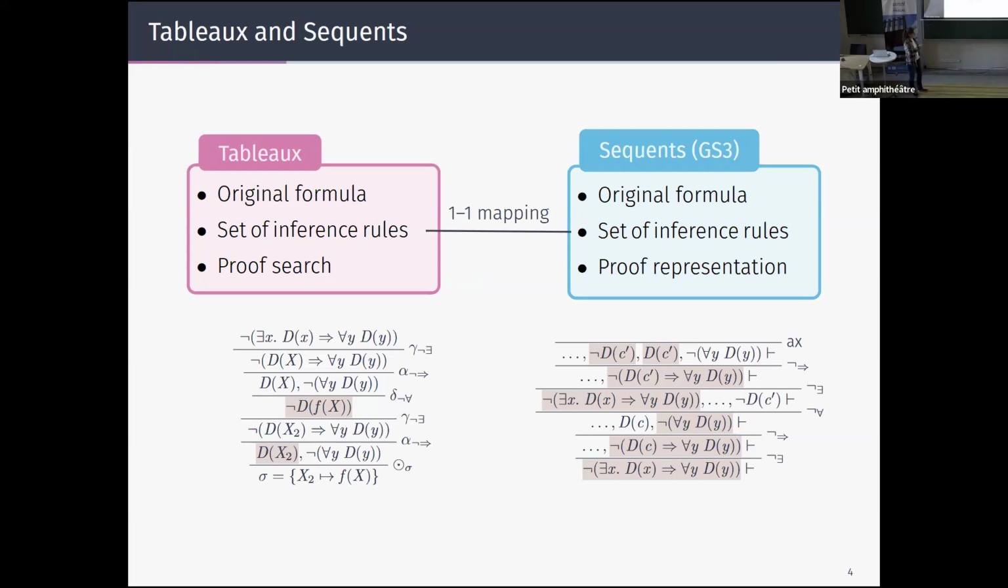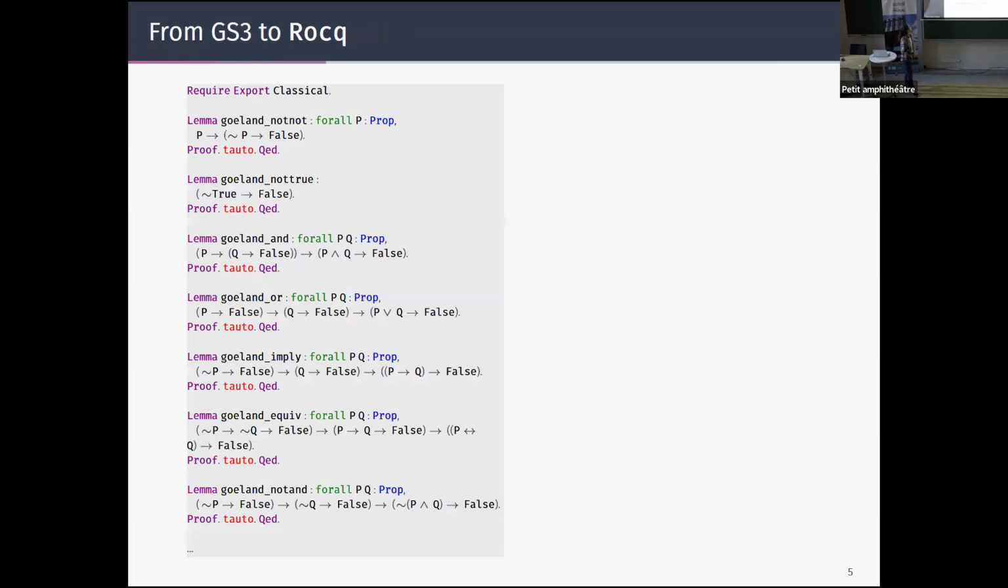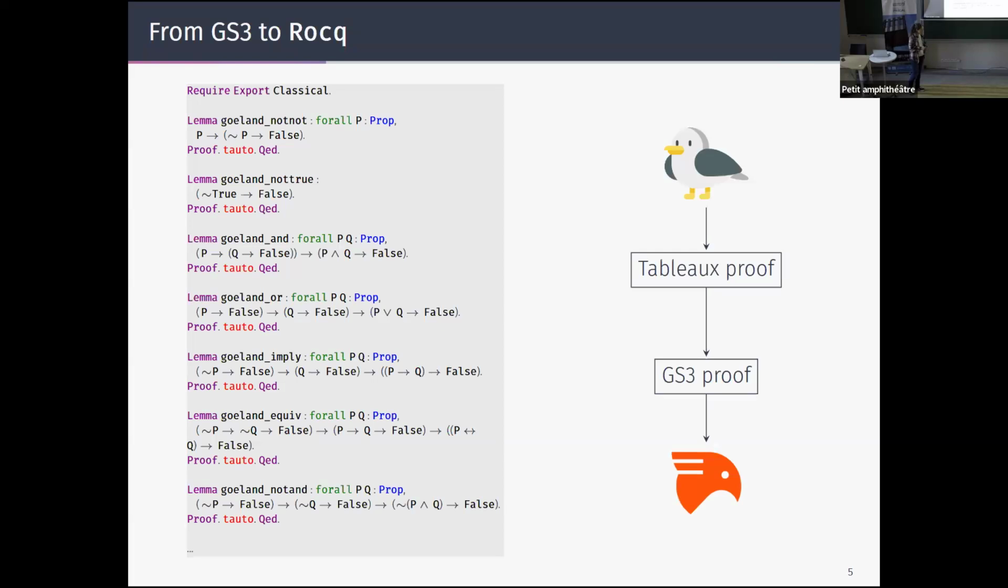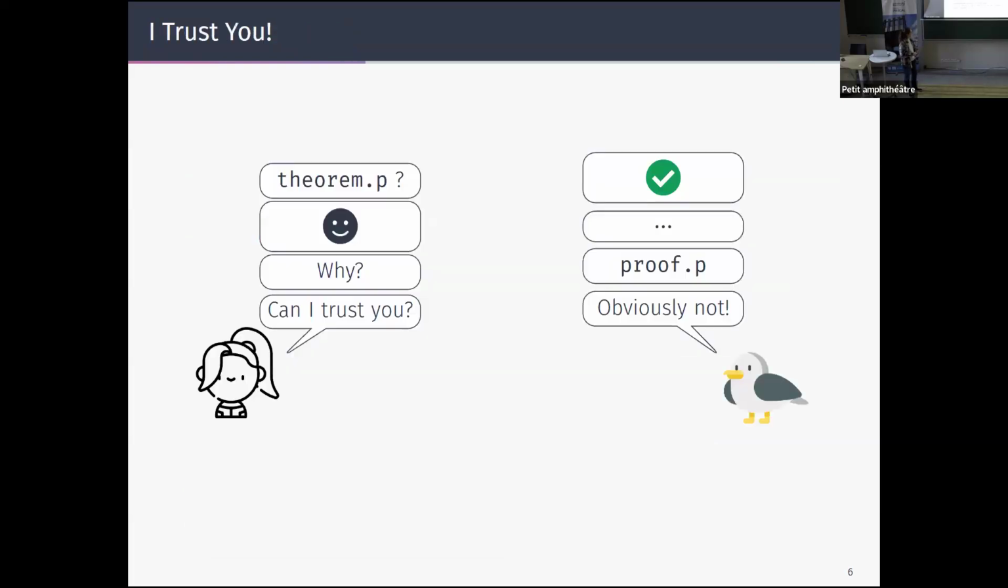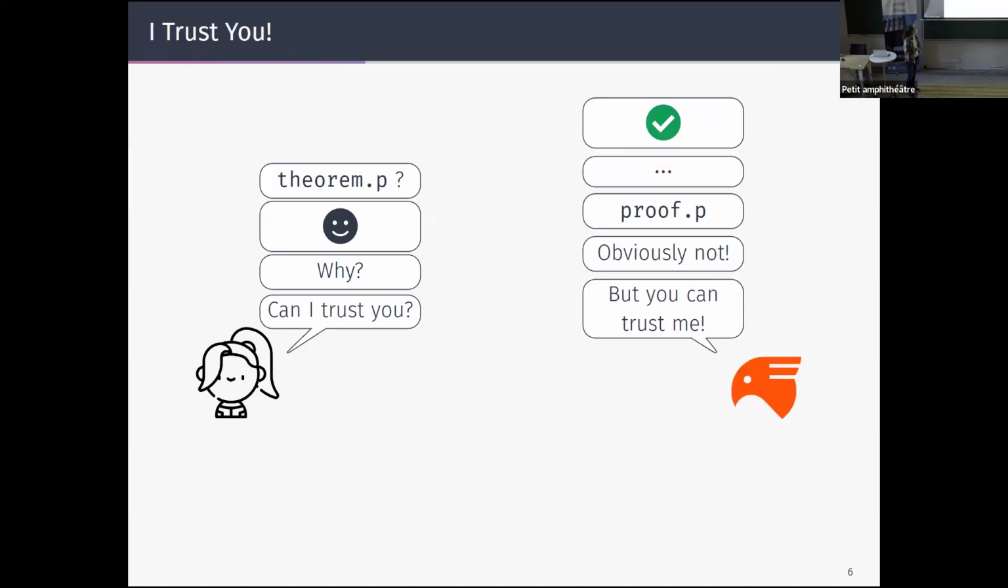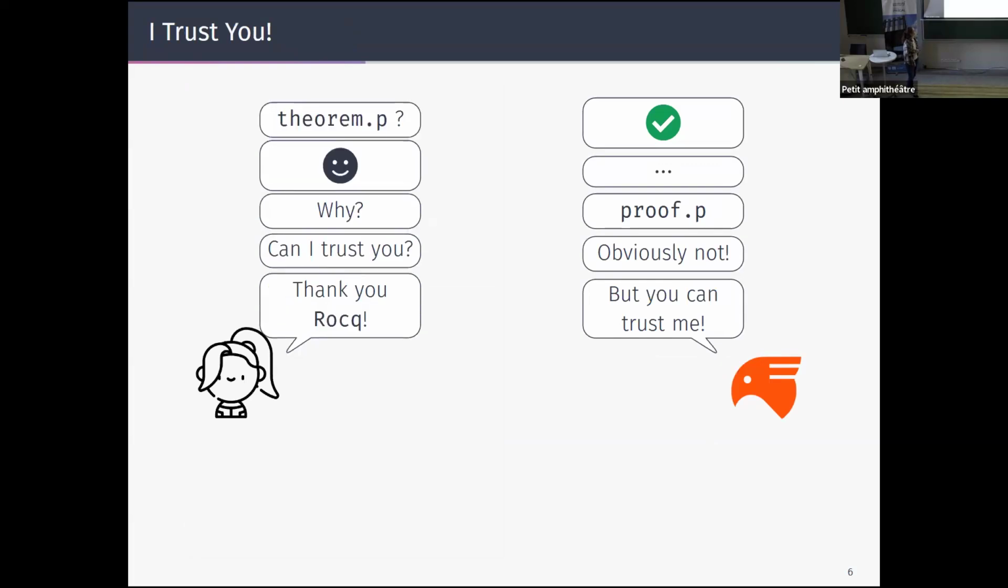So I have a Tableau proof, I turn it into a GS3 proof, and once I have a GS3 proof, all I need is a Rocq file, and then I can turn my whole GS3 proof into a Rocq proof. And so the complete pipeline looks like that. I have Goéland, it outputs a Tableau proof, and then I turn it into a GS3 proof, and I have a Rocq proof. And now I don't need to trust Goéland anymore because I can just trust Rocq, and I have much more confidence in Rocq. Well, it would be great, but unfortunately, it's a little bit more complicated than that.